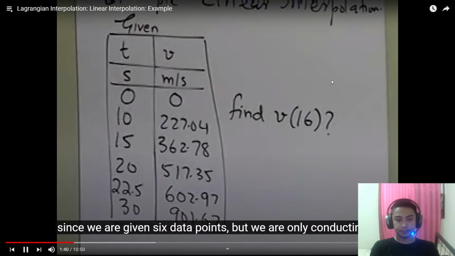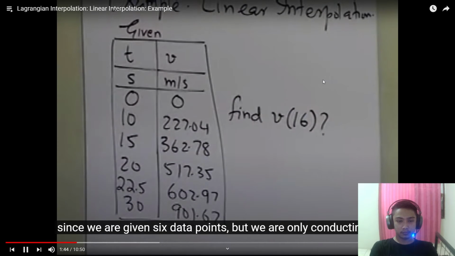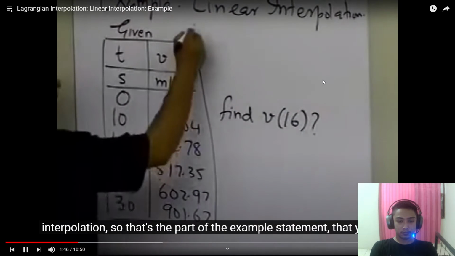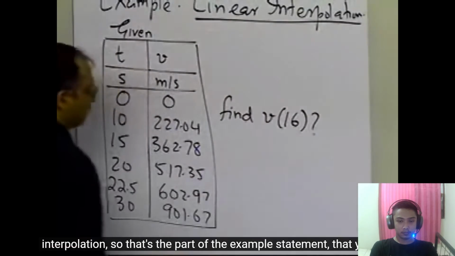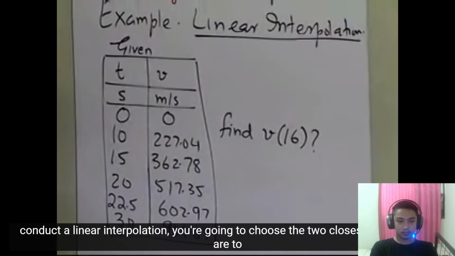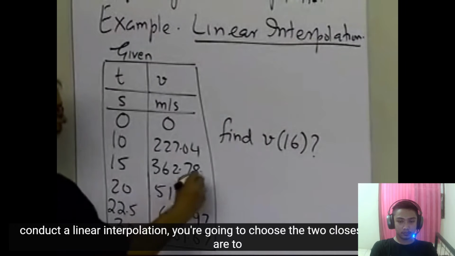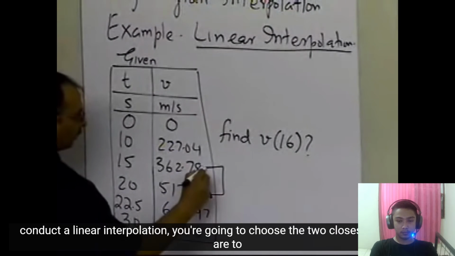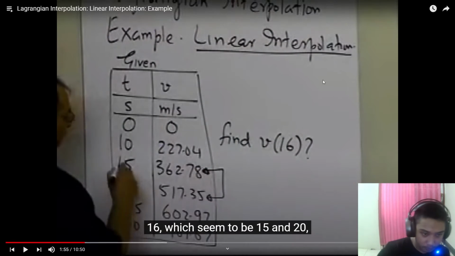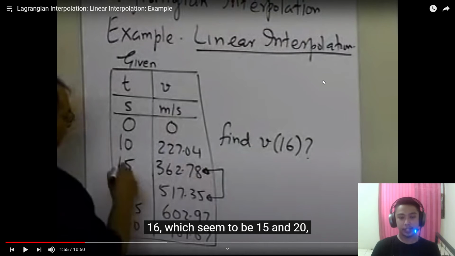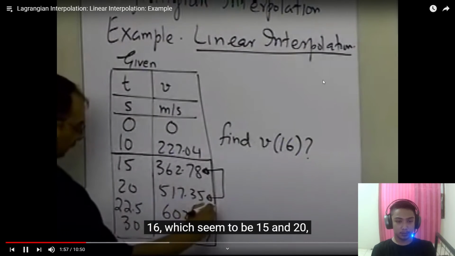So we know that we are given 6 data points, but we are only conducting linear interpolation. We're going to choose the two closest points to 16. Jadi kita akan memilih dua data poin yang terdekat ya. Terdekat dengan 16. Situ ada 15 dan 20.